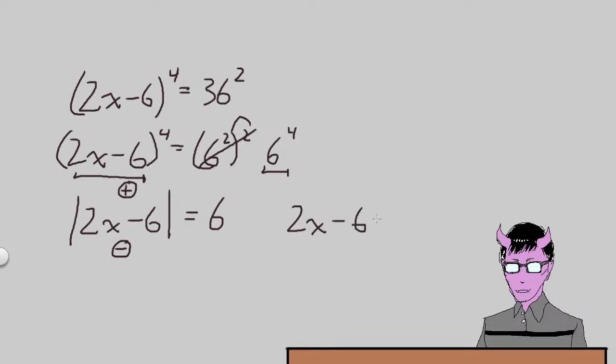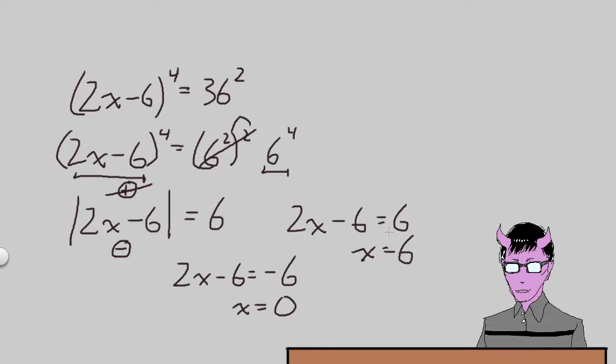So 2x minus 6 is equal to 6. Add 6 to both sides. x is equal to 12 over 2, which is 6. So we're done with the positive scenario, and now the negative scenario. So we have 2x minus 6 is equal to negative 6. Adding 6 to both sides, we get 0, so x is equal to 0.